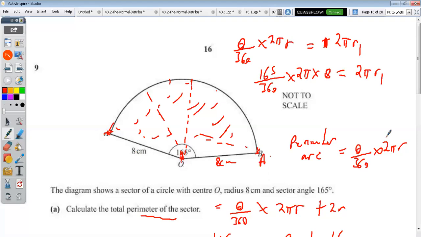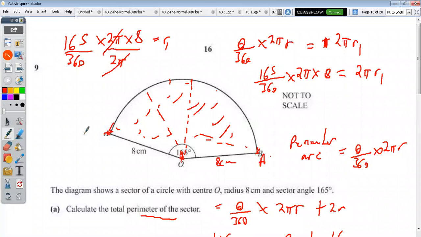Clear now? Then we can divide both sides by 2 pi. So we have 165 over 360 multiplied by 2 pi multiplied by 8 is equal to r1 divided by 2 pi. This cancels like that. So what do you get?